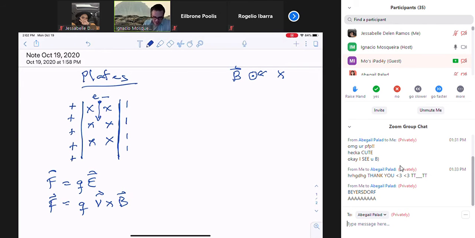Okay, so let's see if we apply these rules correctly. In what direction is this force? It would be either to the right or to the left. So which one do you say? You need the directions. Remember, there are sign rules that we're using here.